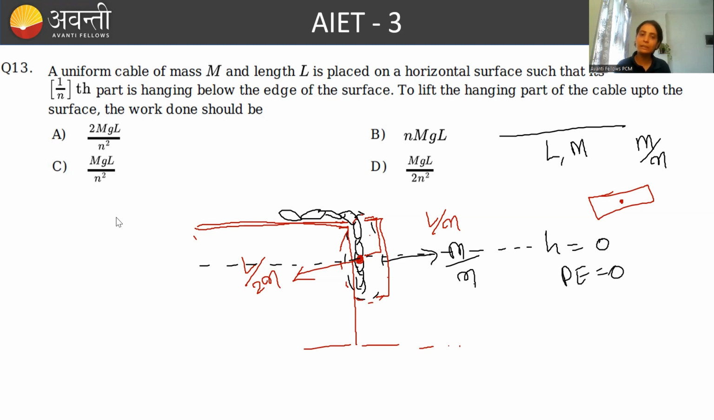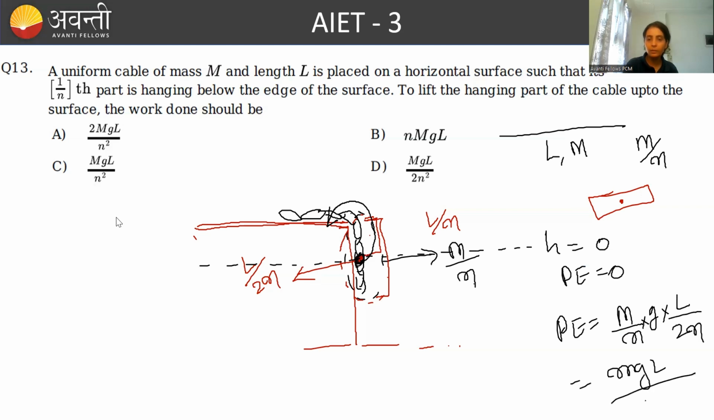So initially the potential energy of the hanging part is how much? It is 0. And when it goes back to the surface, it will rise to what height? The center of mass is here; if it goes onto the horizontal surface, this center of mass will reach here, right? So it is rising up by what distance? L by 2. So potential energy is what? Mass, that is m by n, into g into rise in height, which is L by 2. So how much? mgL by 2n square.